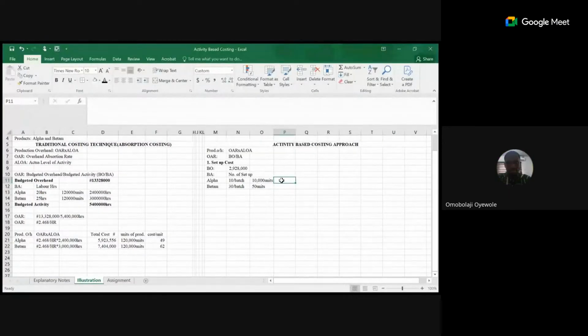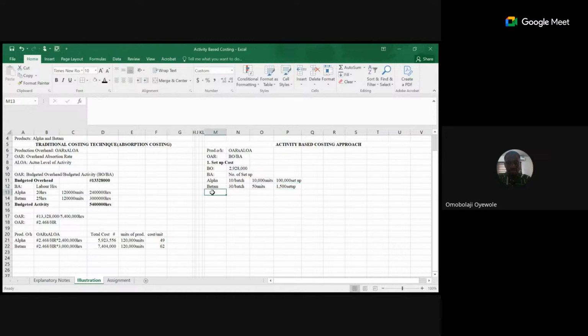So the first one, 10 times 10,000. That's 100,000 setup. Then the next one will be what? 1,500 setup. So we have calculated that for setup.